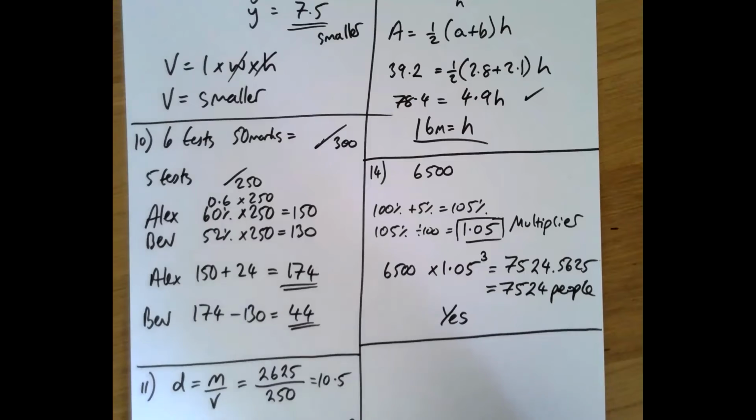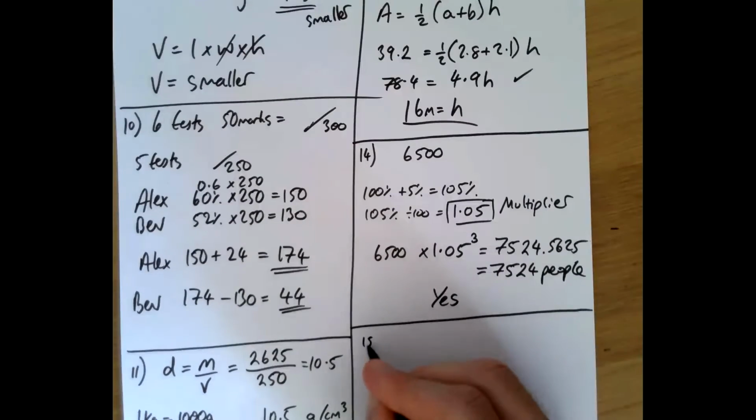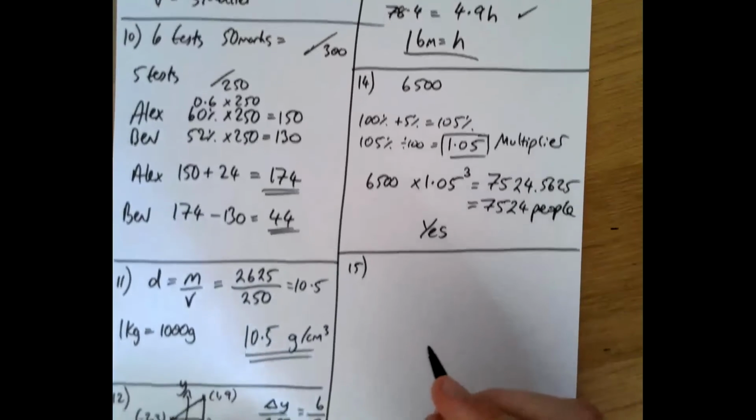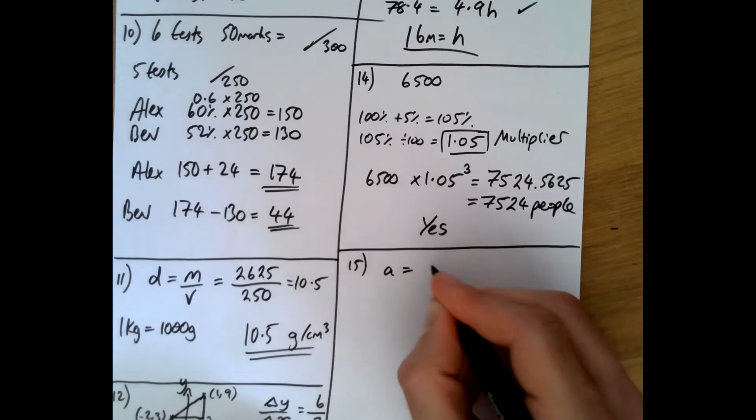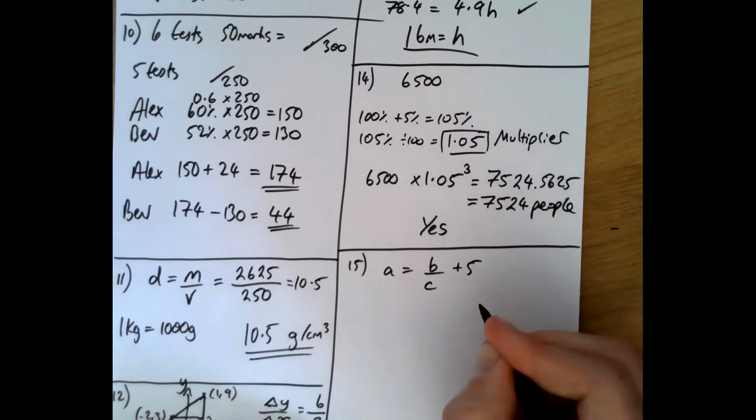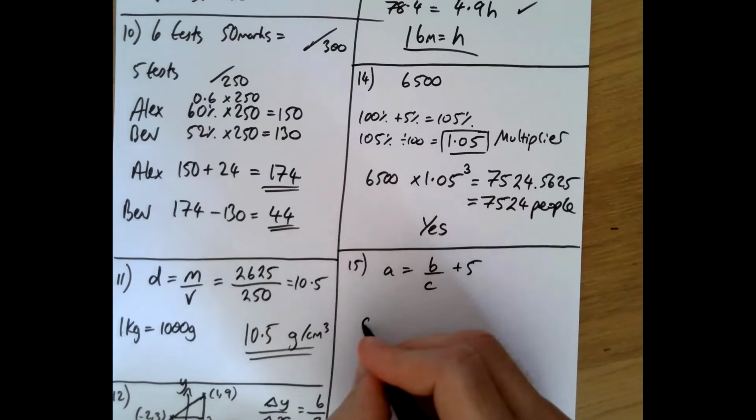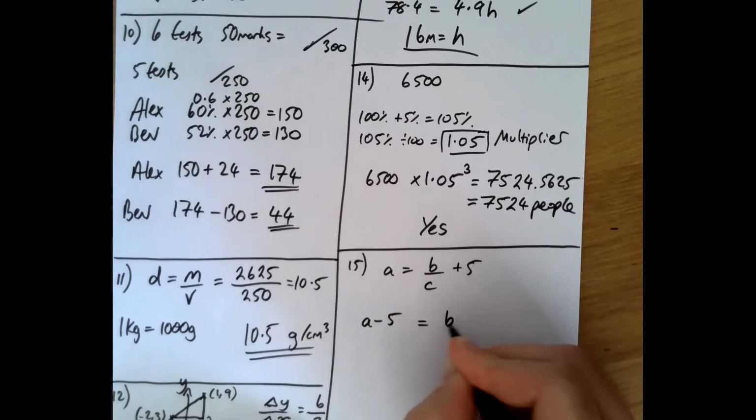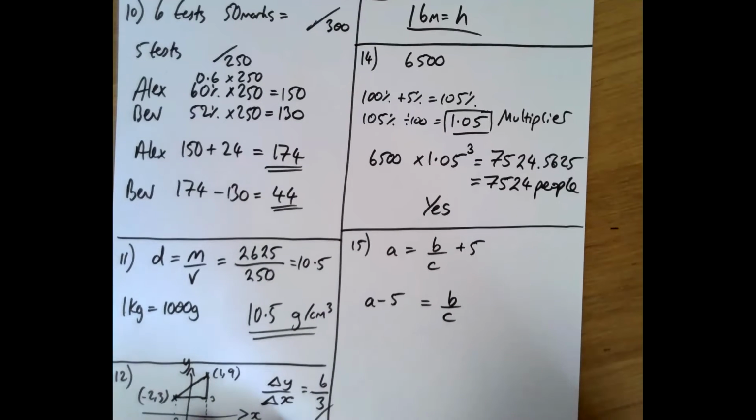Okay, number 15. These ones, you just got to practice them, right? There is no shortcut for these. You've just got to spot it. I've done millions of them, so hopefully I'm not going to make a mistake here. But you've got A equals B over C plus 5. First of all, take away 5 from both sides. And then this is the bit that's going to catch you out.